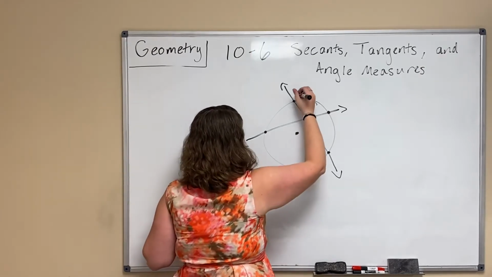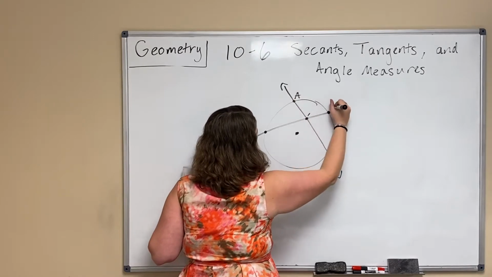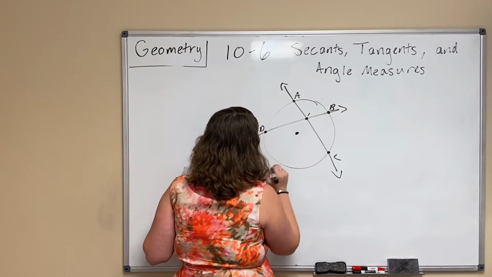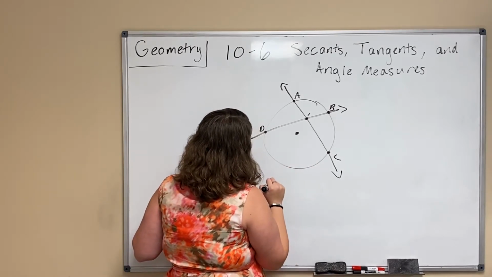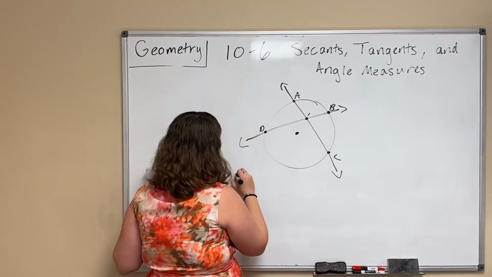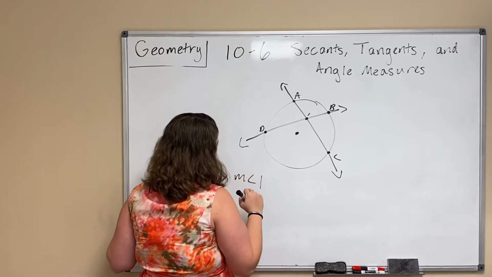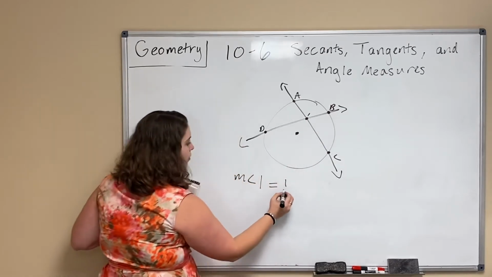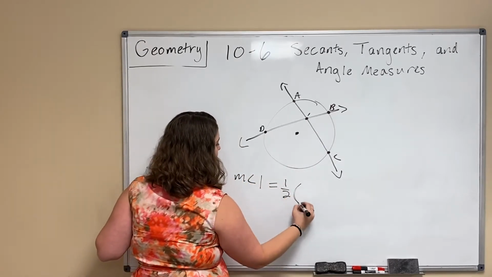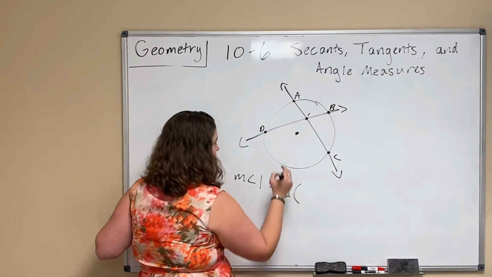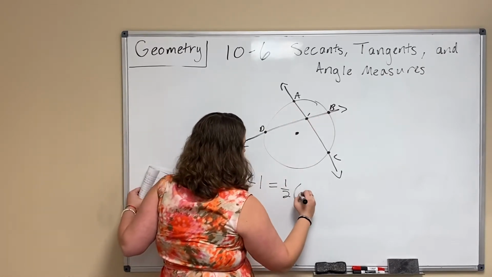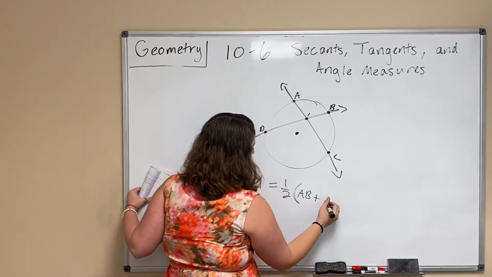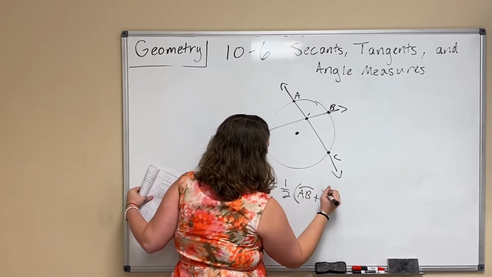I'm gonna draw it out because I feel like it's a little bit confusing. A, B, C, D. So basically what I'm saying is the measure of angle 1, this angle right here, is going to equal 1/2 times the arc length of AB plus CD, these arcs.